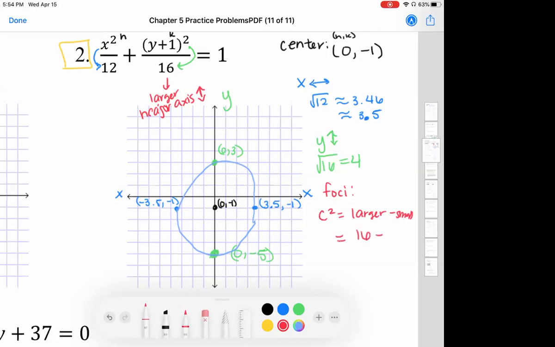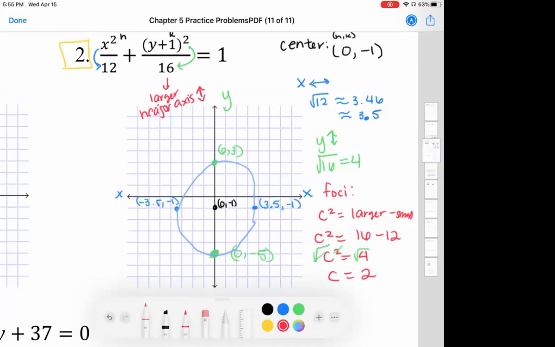So I have 16 minus 12. That gives me C squared. 16 minus 12 is 4. C squared is 4. But I want C, not C squared. So I take the square root. That cancels the square, so we're left with C is equal to 2.